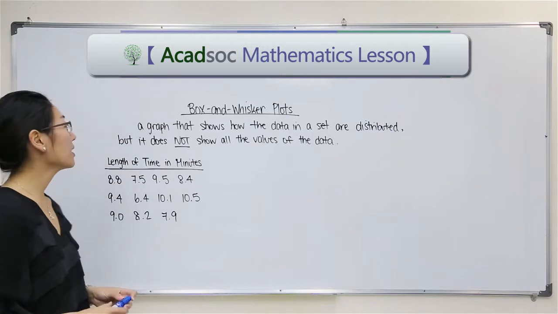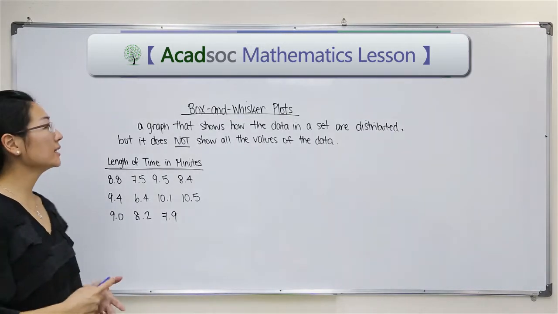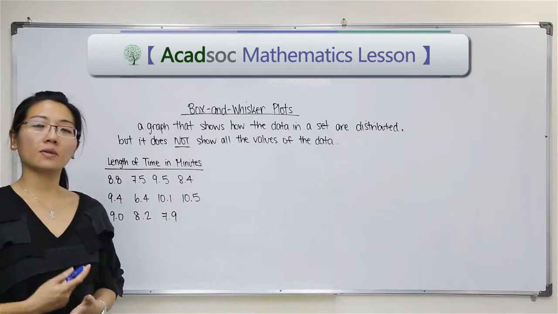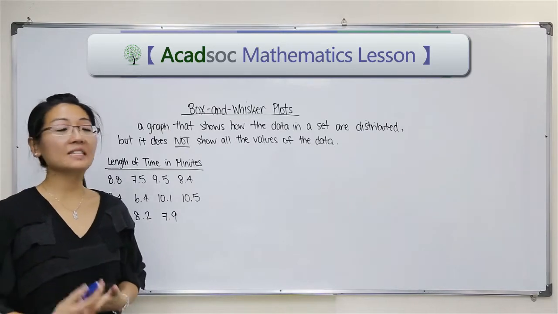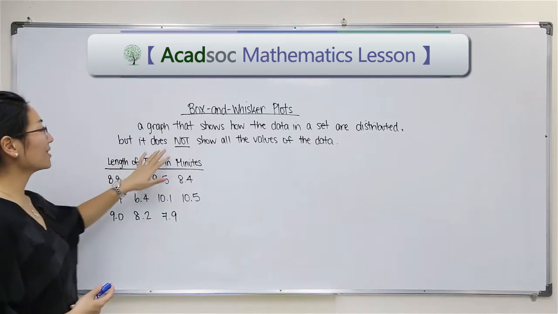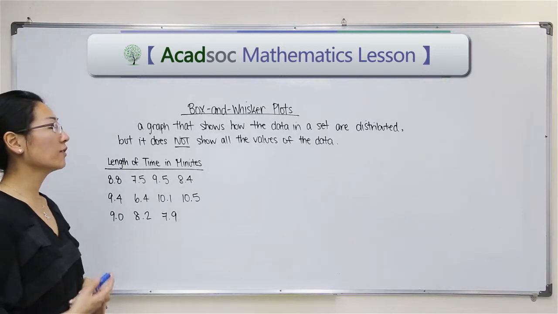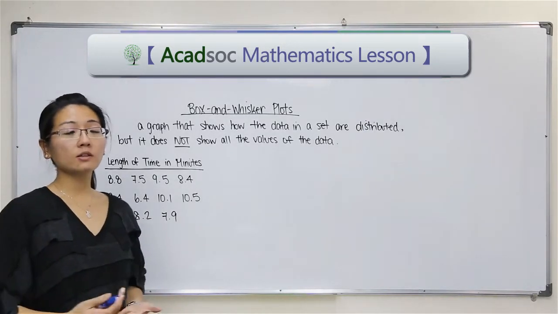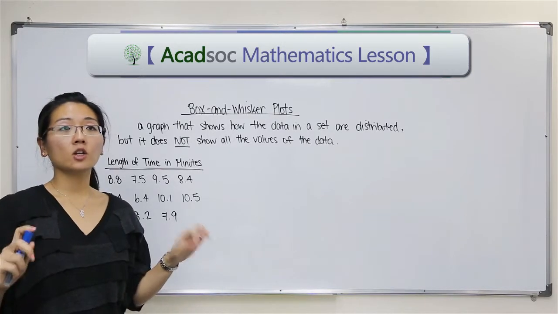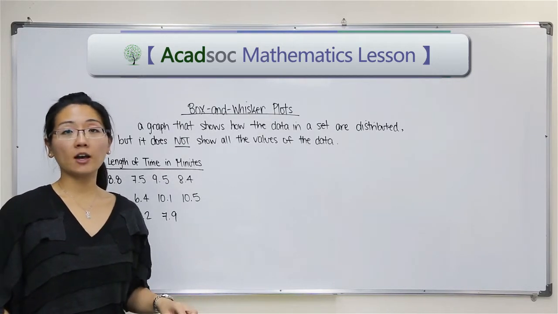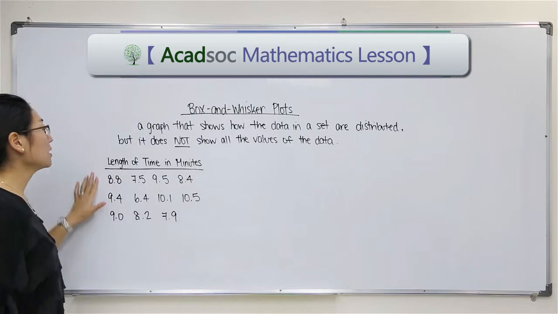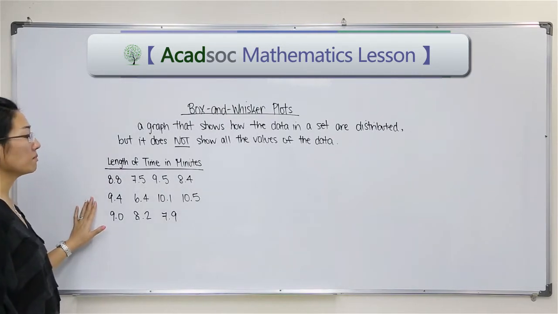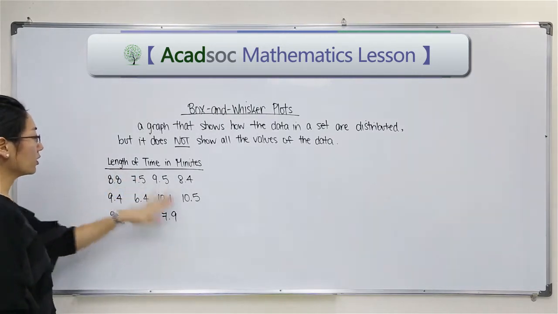A box and whisker plot is a graph that shows how the data in a set are distributed, just like the stem and leaf plot. However, the main difference is that the box and whisker plot does not show all the values of the data. We just use the median, the lower quartile, the upper quartile, and the lowest and the highest values. So if you look at this data set here, we have the length of time in minutes. So here are my data.